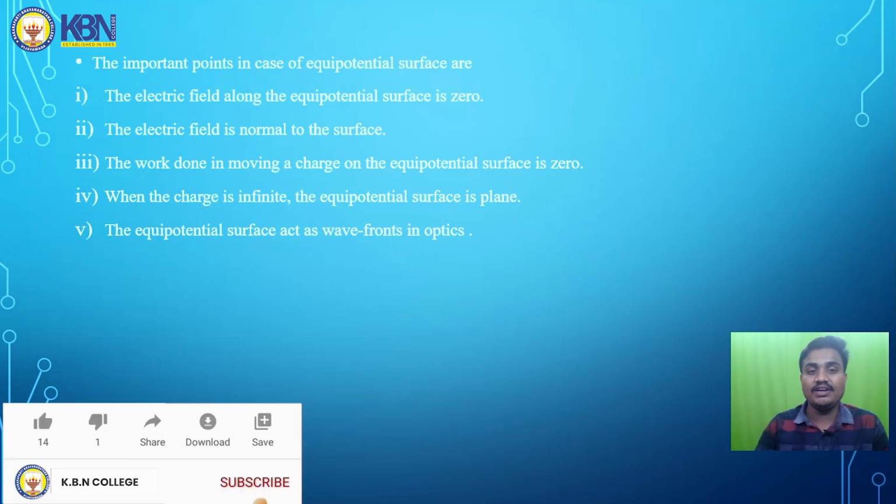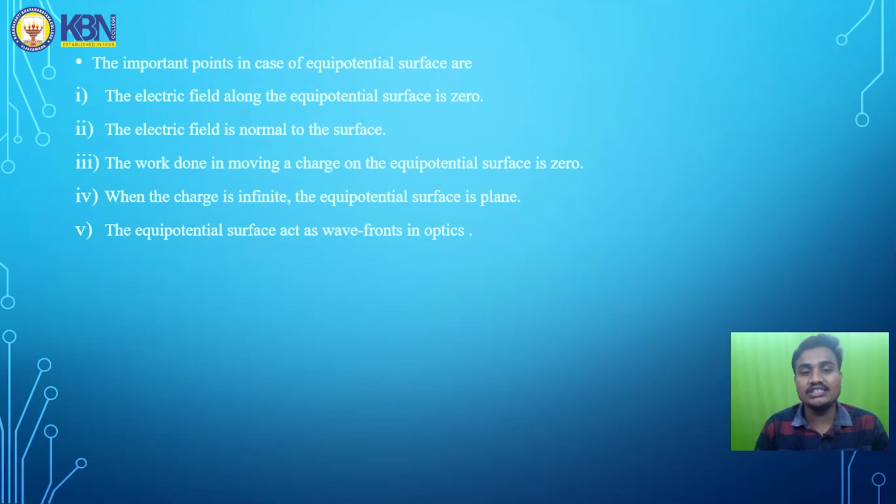Now the important points in case of equipotential surfaces, you can see here the 5 points. The electric field along the equipotential surface is 0. The electric field is normal to the surface. As I said earlier, the work done in moving a charge on the equipotential surface is 0. When the charge is infinite, the equipotential surface is a plane.